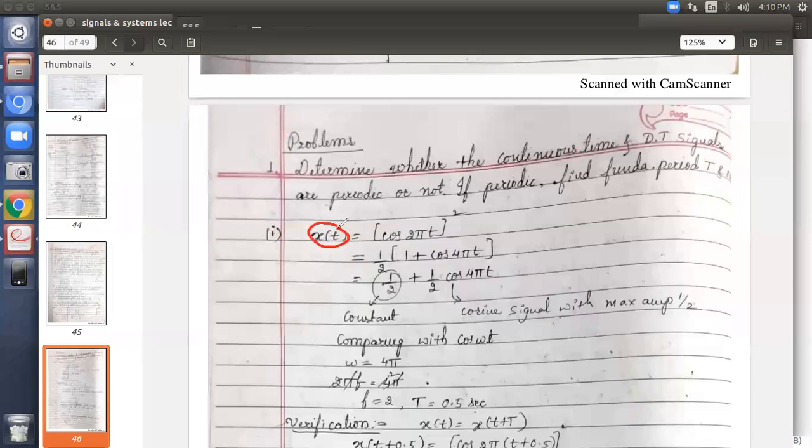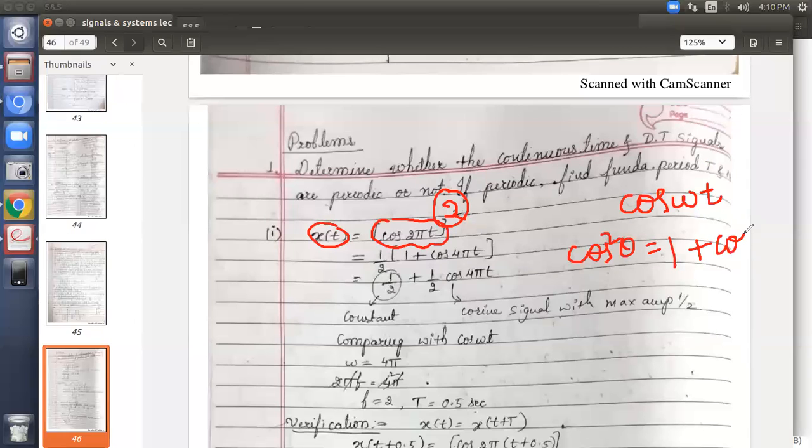X of t, so continuous time. X of t equals cos of (2 pi t) whole square. What is the standard equation for cos? Cos of omega t. We could start directly, but you have a power here, so eliminate that power first. What is the cos square theta formula? Trigonometric formula, just now I told you: cos square theta equals (1 plus cos 2 theta) divided by 2. So theta is 2 pi t. Substitute that.